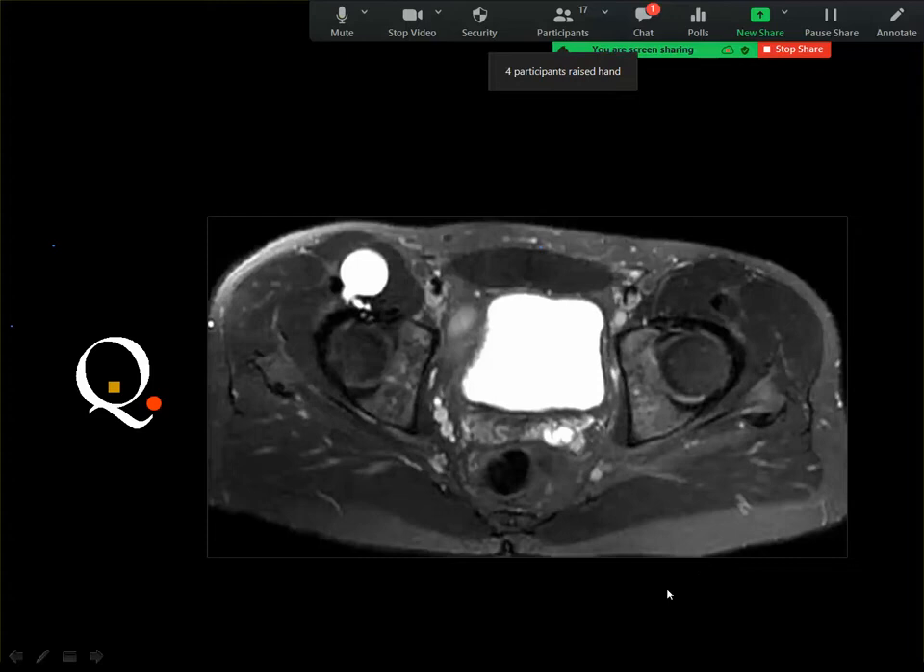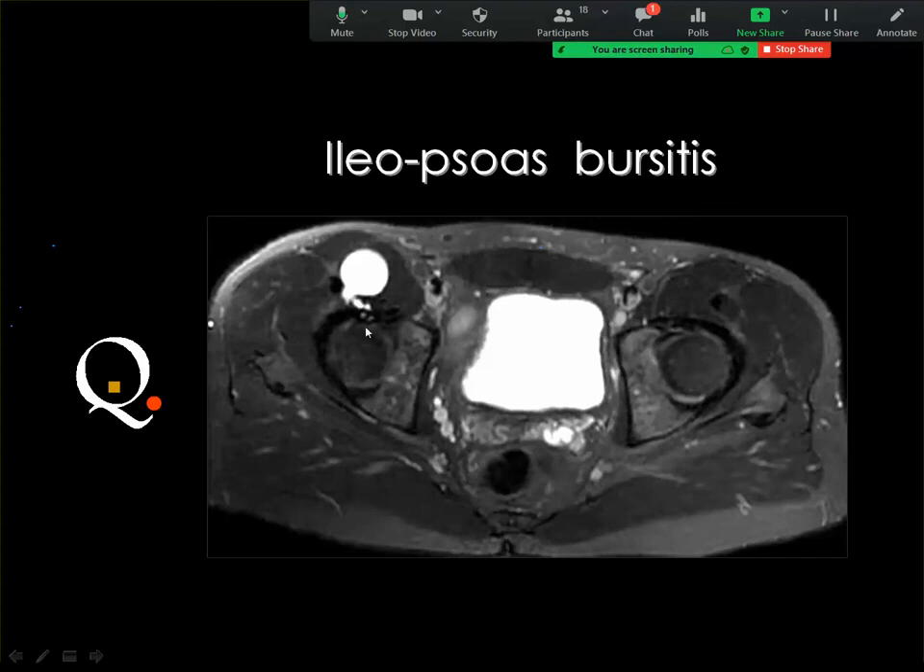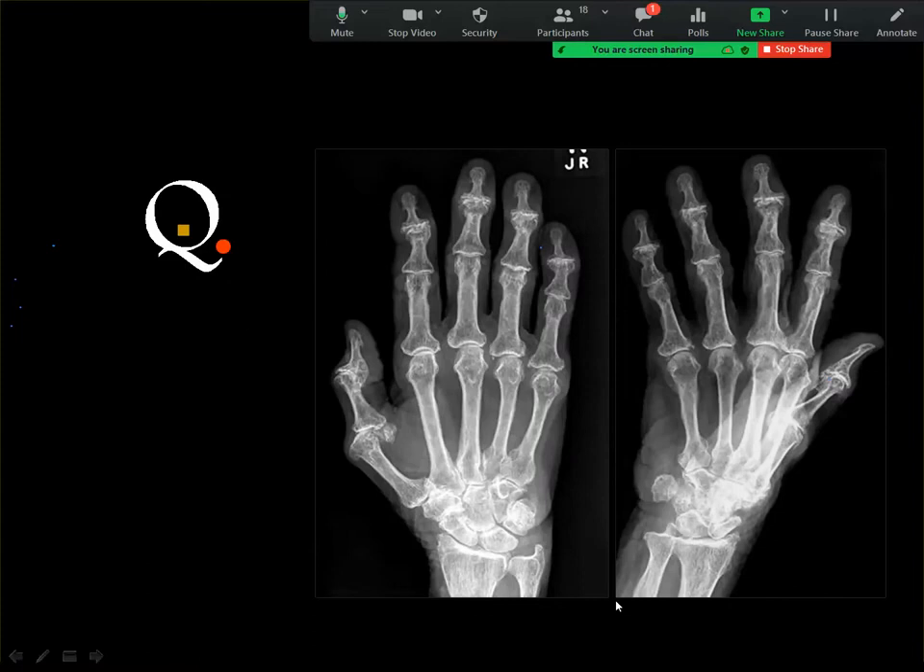Iliopsoas bursa, yes, and this is iliopsoas bursitis. The classic location of the iliopsoas bursa is between the iliopsoas muscle and the vessels. Then the bursa is connected to the joint, and sometimes there is a significant joint effusion which is decompressed through the bursa itself. Next case.